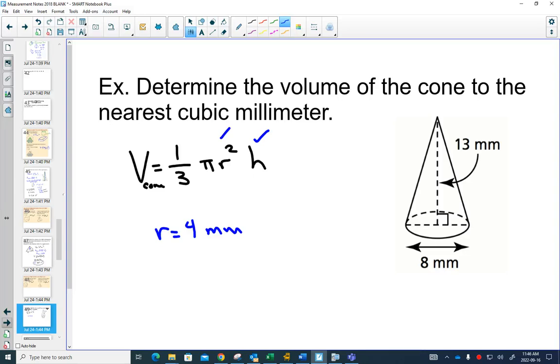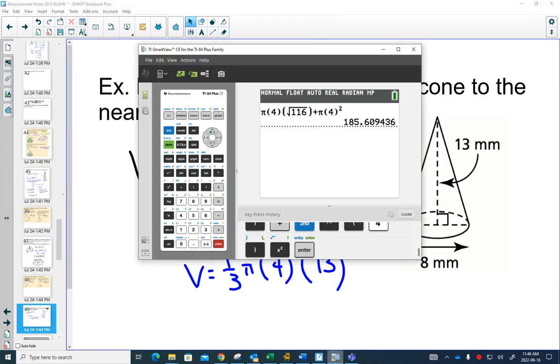This question is super easy because we can just go into our calculator, plug in the numbers. Oops, not a bracket yet. We have 1/3. We have pi. We have a bracket. The radius is 4. It's getting squared. And then we've got our height. It's 13. Did they give us the slant height? No. Thank you. They gave us the actual height. And so we go to our calculator, and we should be able to type this all in at once.